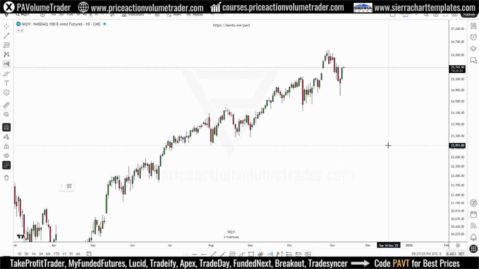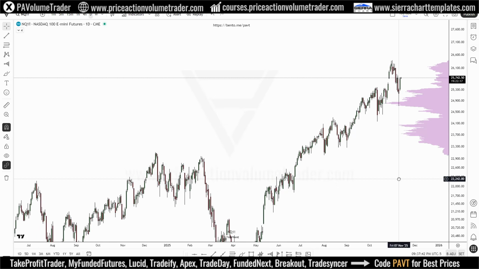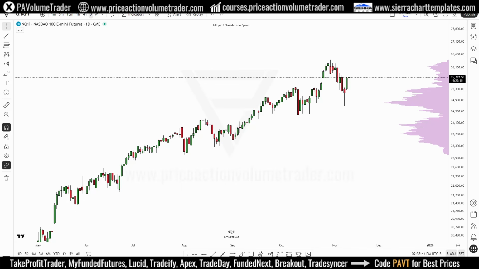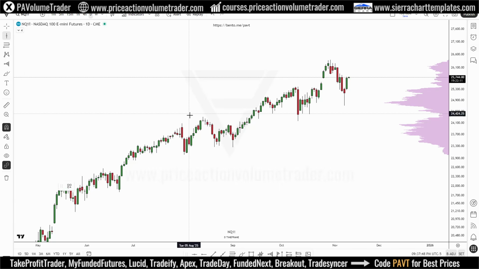So in this case, I'll anchor it right here. I would say that this level here, let me use a vertical line to mark it.